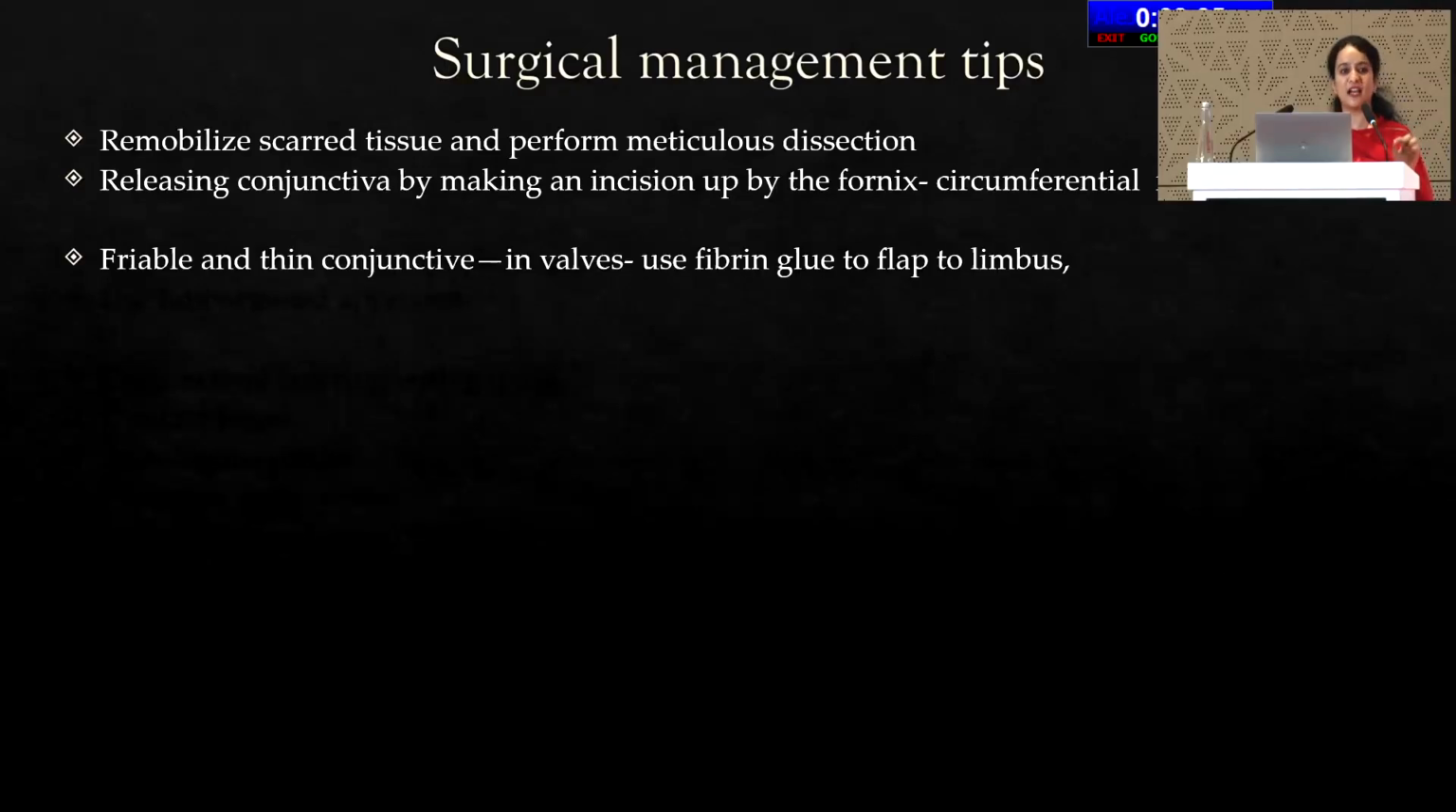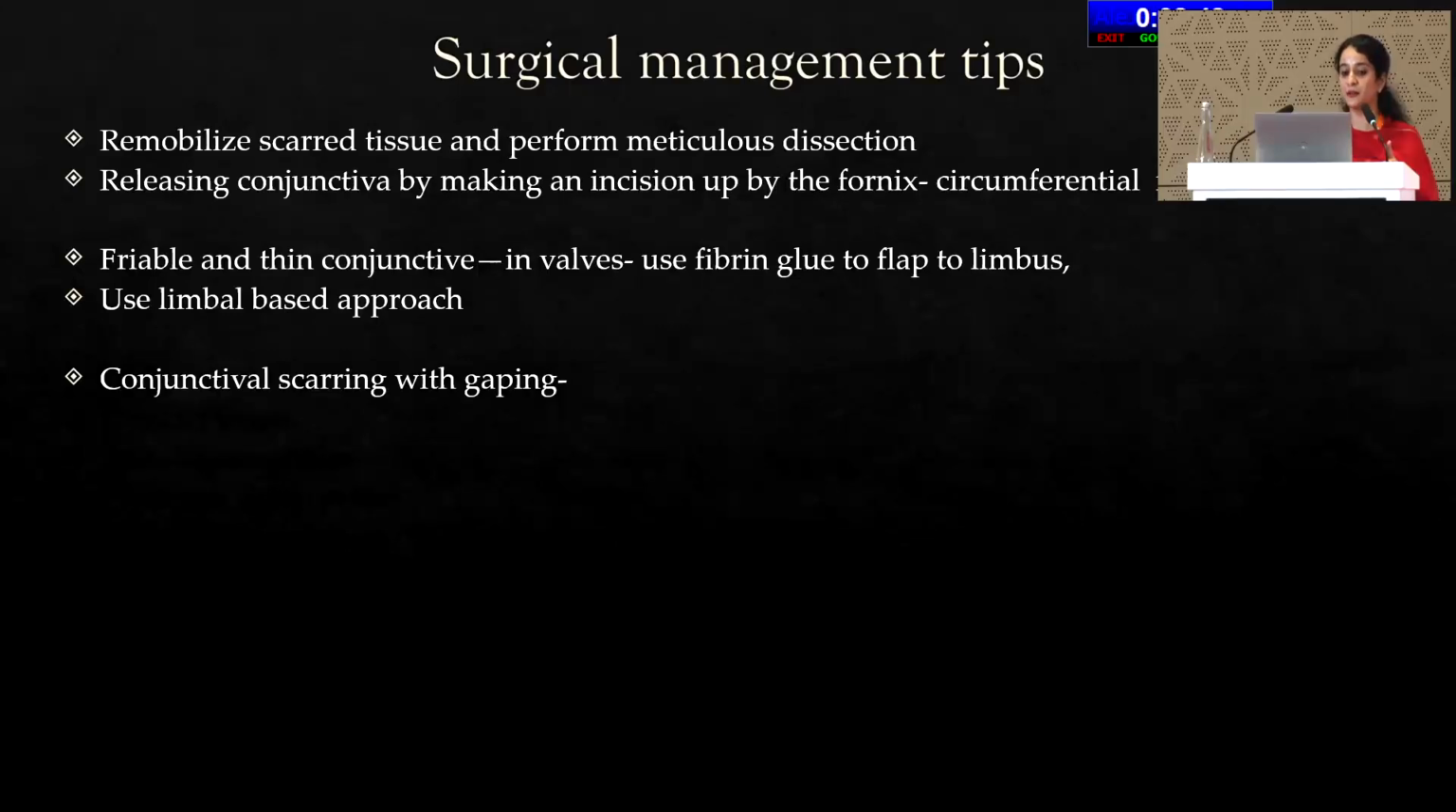If you have a very friable and thin conjunctiva, especially one that bleeds on touch, especially in valve cases, try not to use sutures and use fibrin glue instead. Use limbal-based approaches instead of a fornix-based approach in patients where you find there's a lot of scarring at the area of the limbus.